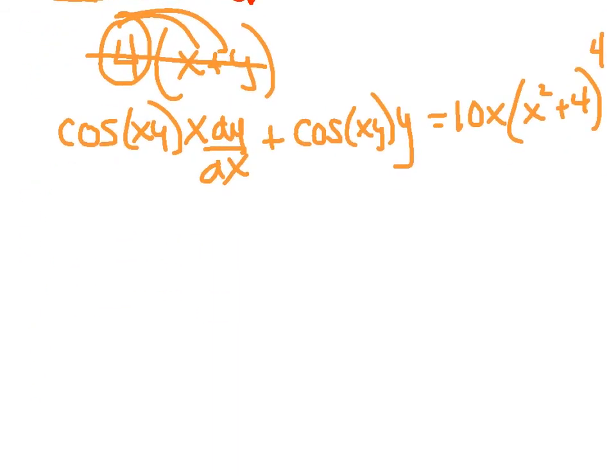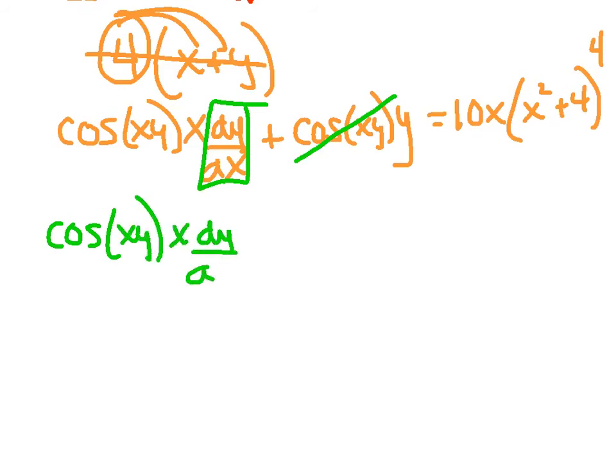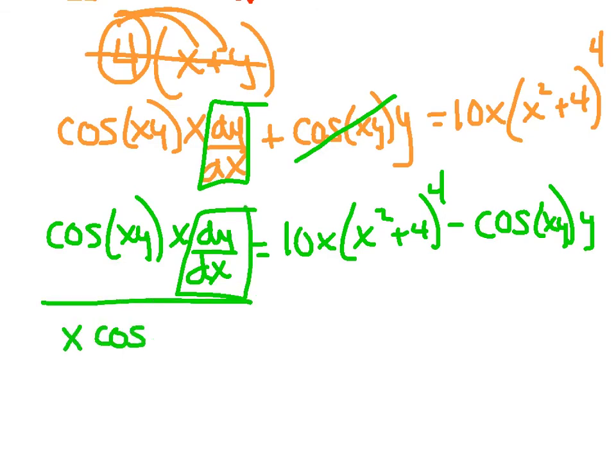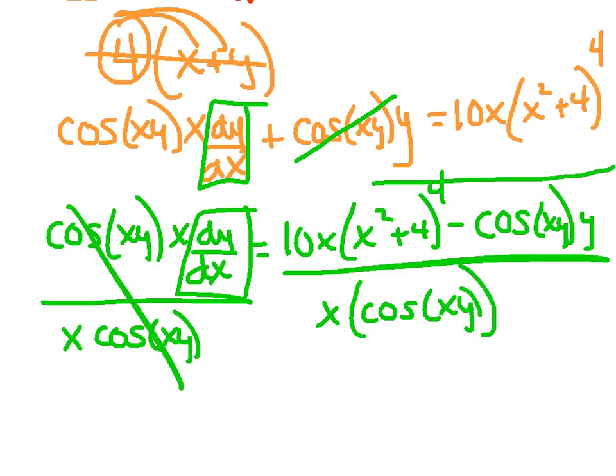All right, remember, my goal is to get this dy/dx by itself. So I'm going to subtract this to the other side. So I've got the cosine of xy, x dy/dx. So I'm subtracting that cosine of xy times y over. And then to get this dy/dx by itself, I'm basically just going to divide both sides by x cosine of xy. And there you have it. dy/dx is equal to this lovely term here.